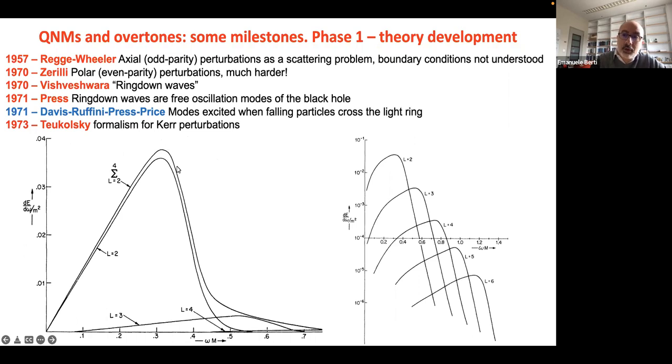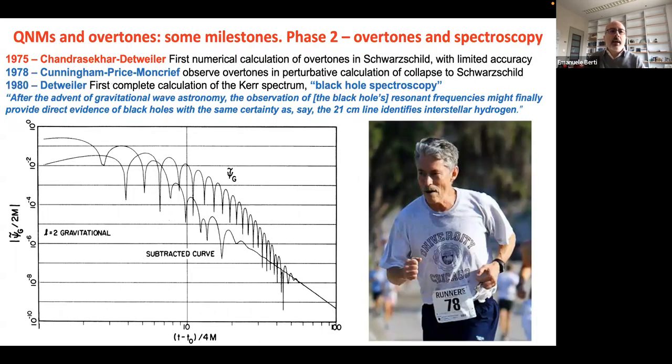And this exponential cutoff happens exactly at the frequency of oscillation that Press had identified and that Vishu had observed through the scattering experiments. This happens for all of the modes with different values of L, different angular harmonics. The next crucial step was the development of a similar formalism for rotating black holes that happened through the work of Teukolsky in the early 1970s.